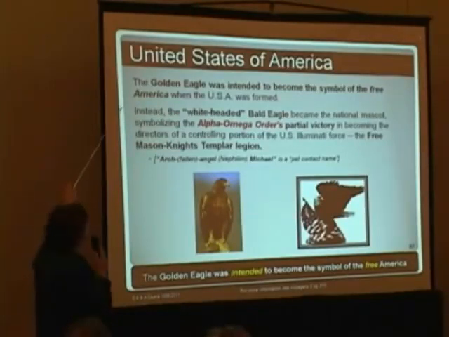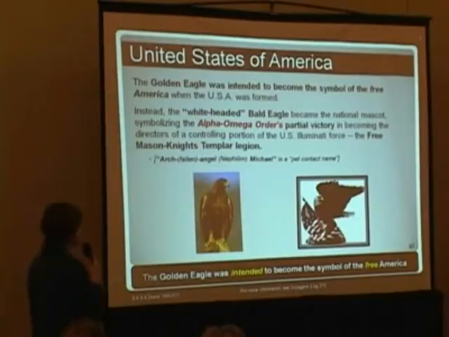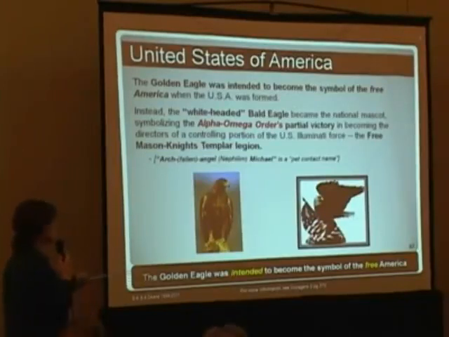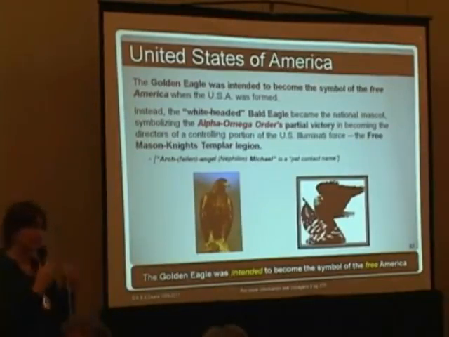The Golden Eagle was intended to become the symbol of the free America when the USA was formed. Instead, the white-headed bald eagle became the national mascot, symbolizing the Alpha Omega Order's partial victory in becoming the directors of a controlling portion of the U.S. Illuminati force, the Freemason Knights Templar Legion. Know some of those people. Again, down here, the Golden Eagle was intended to become the symbol of the free America.